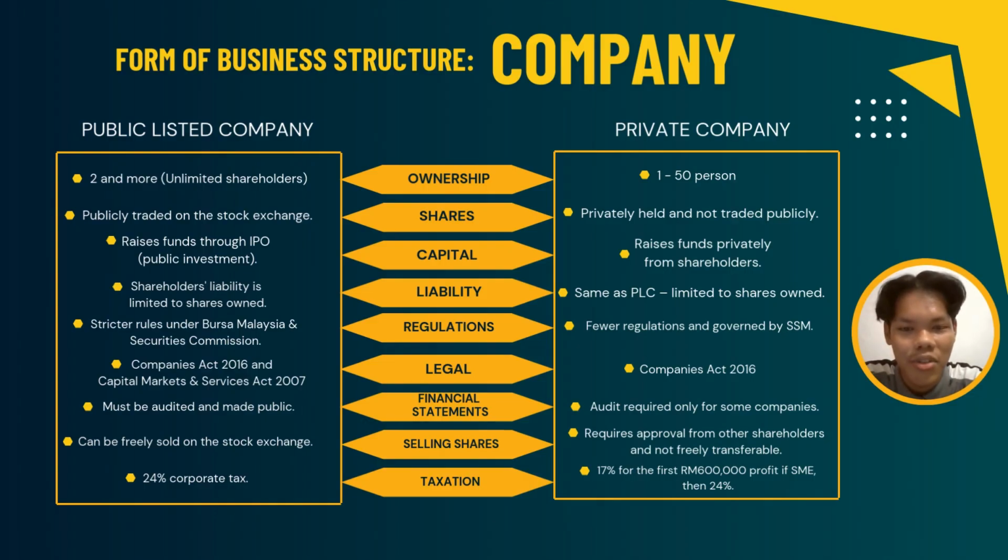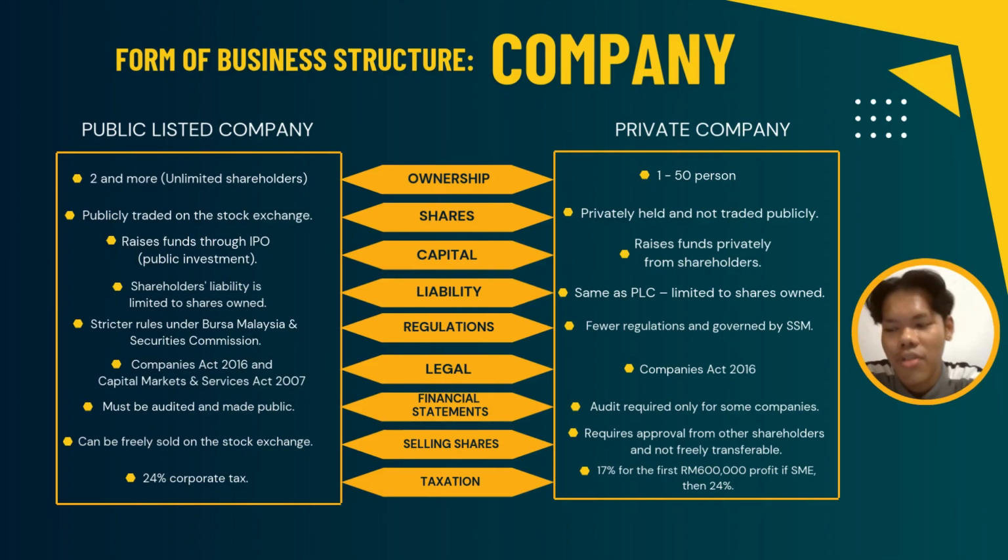Now, the capital contribution. Public listed companies raise capital through an initial public offering or IPO. This process allows them to sell shares to the public, generating large amounts of capital for business expansion. In contrast, private companies raise funds through private investments from their shareholders. They rely on their owners, business partners, or investors to contribute to their capital.